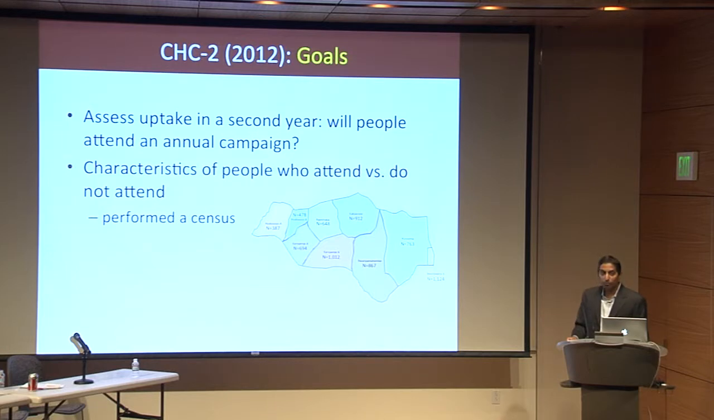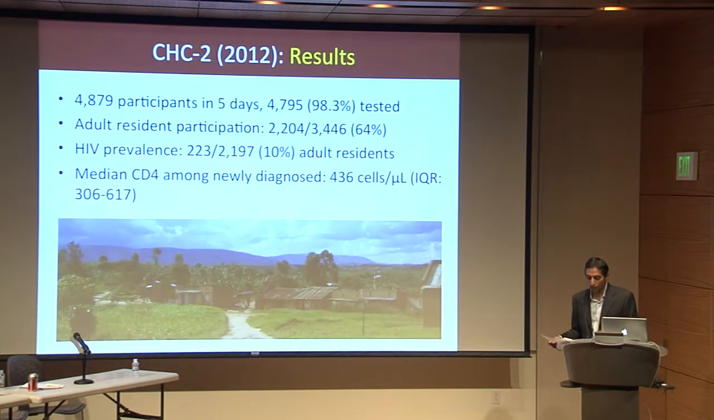So to do that, we performed a census on the district, so that when people came to the campaign, we'd of course know who the people who showed up were. We would also know who didn't come, who was in the census but didn't come to the campaign, and then what comparison we can make between them. And the results of the second campaign are shown here. Again, vigorous participation, just under 4,900 people screened over 5 days, and around 65% adult participation, HIV prevalence around 10%, and again, median CD4 among people newly diagnosed, 436 cells. So again, quite a bit higher than what you would see in a typical facility-based testing approach.